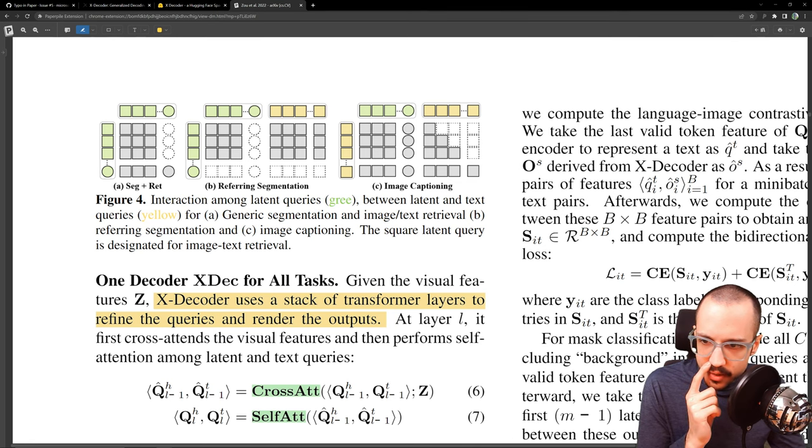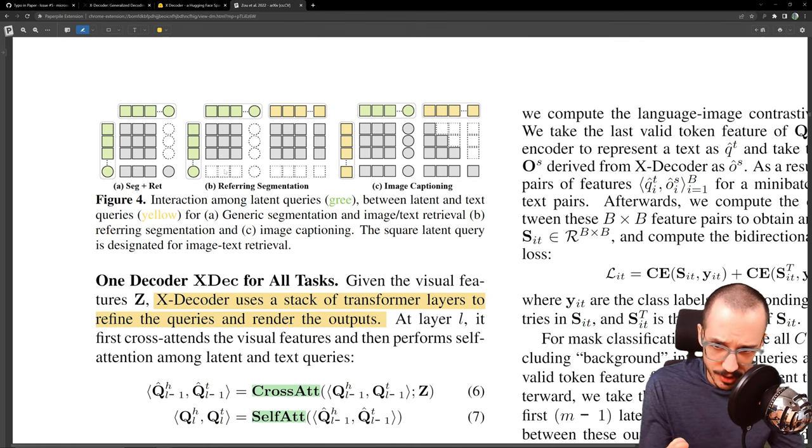Between latent and text queries for generic segmentation and image text retrieval. Okay, so you have here segmentation and text retrieval. You have your latent queries in green, and I don't know what this circle versus square is. The square latent query is designated for image text retrieval. I'm not sure what they mean by the square and the circle here. I don't know what they're trying to explain.